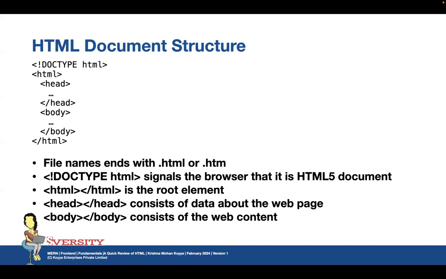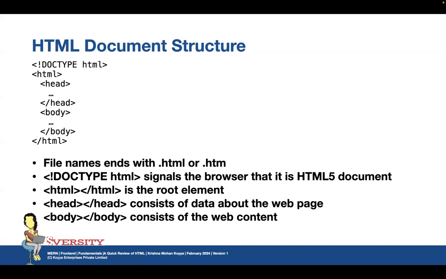Once you write this document, you save it in a file, right? Typically, the file name ends with either .html or .htm. The specific declaration like doctype html signals the browser that you are actually following the HTML5 structure. As I mentioned, HTML5 is a major release, right? The way we used to write HTML documents before HTML5 and after HTML5 was significantly different. So to tell the browser that we are following the HTML5 version, we give this declaration. That is the top line in any HTML document. Make sure that you always follow that practice.